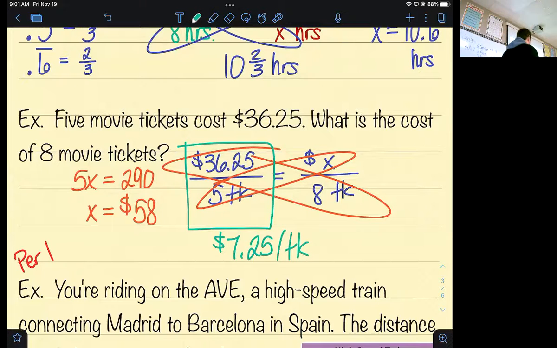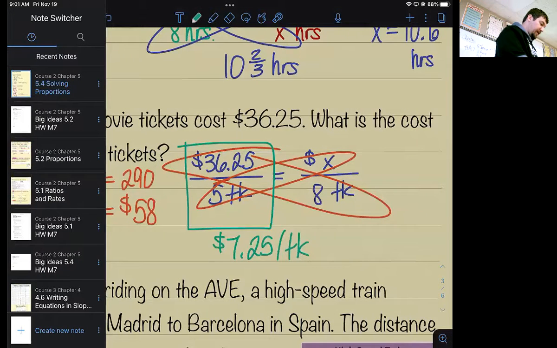Instead of writing a proportion, you could divide to see how much each ticket costs. And how many are you going to buy? You already bought 5. You're going to buy 8 of them. So you just times that by 8, and I bet you get $58. Okay. Now, that's actually what you did in the homework yesterday for section 5.1.